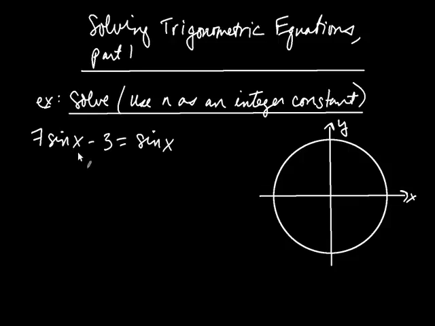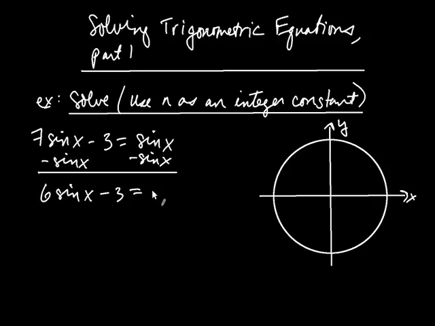So here's our equation. It's 7 times sine x minus 3 is equal to sine x. As a strategy, when we have only a single, that is one trigonometric function, we're going to isolate it on one side of the equation. So let's first subtract sine x from both sides. We're just trying to get the sine x on only one side of the equation. And that gives us 6 sine x minus 3 is equal to 0.